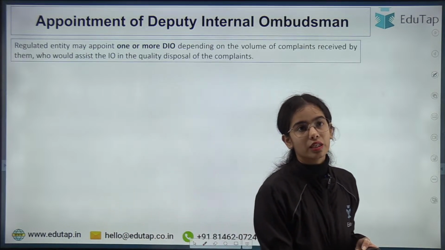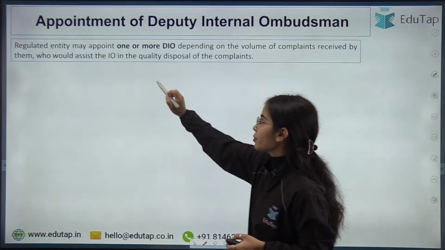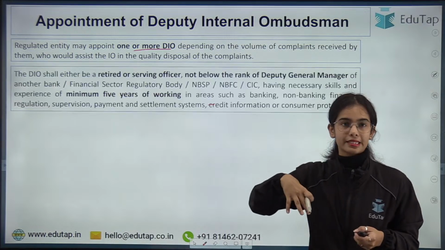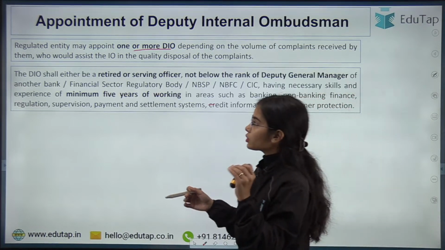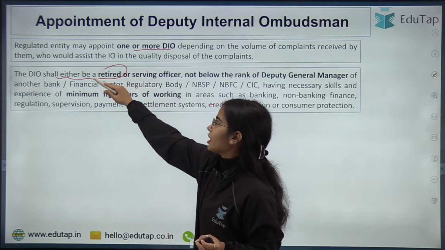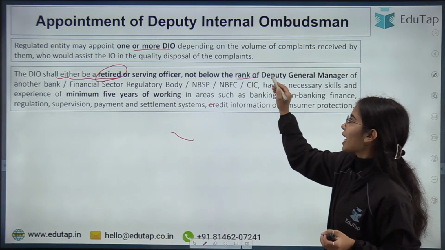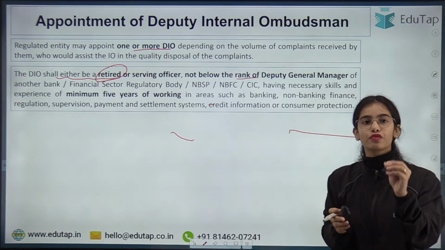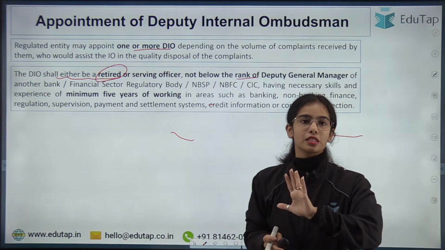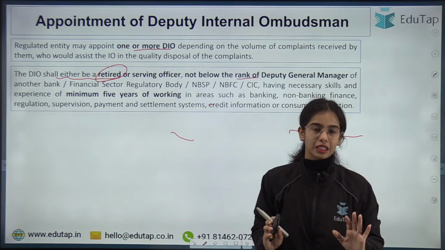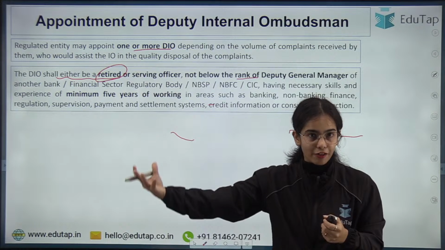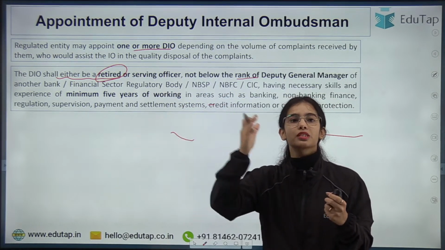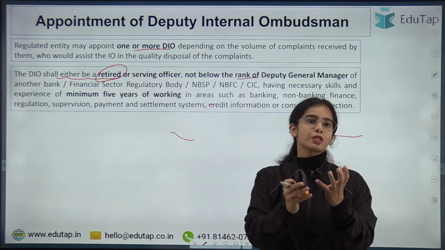The regulated entity may appoint one or more deputy internal ombudsman depending on the complaints that are coming, the volume of complaints. Now the DIO shall either be a retired or serving officer not below the rank of deputy general manager of another bank. So even in the case of deputy internal ombudsman, that person should not have been connected with your company. That person should be either retired from some other bank or should be serving in some other bank. Then that person can work as the deputy internal ombudsman in your company.